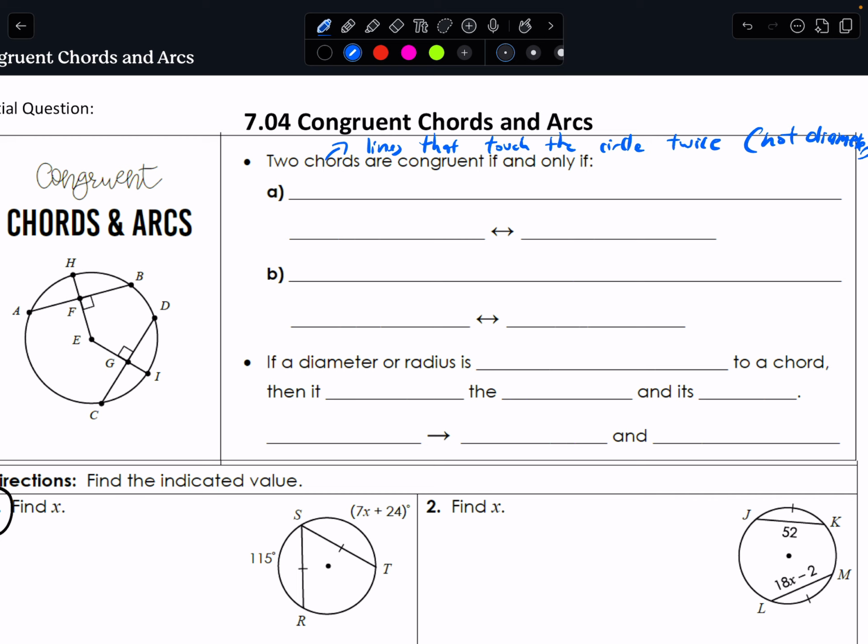Alright, so first things first. Two chords are congruent if and only if their corresponding arcs are congruent. And this is a two-way road. So let's look over here to our picture.